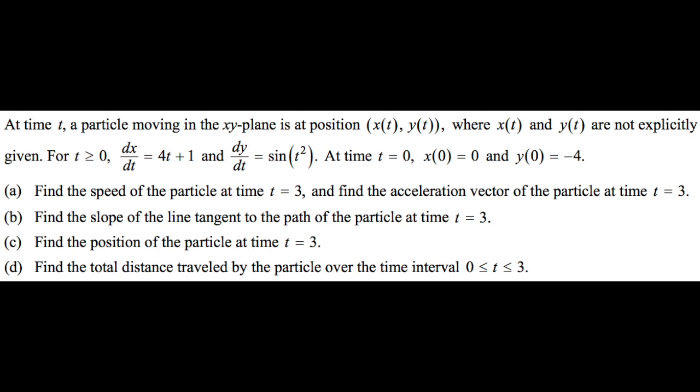Hello, my name is Thomas DM, and I'm going to be talking about the first problem on the Calculus BC FRQ from the 2011 AP test. Basically, what this problem does is it gives us the derivatives of a parametric equation, and it also gives us an initial condition of x of 0 equals 0 and y of 0 equals negative 4. And then it asks us to go through a series of calculations which include speed at a given time, acceleration vectors, slope, position using integrals, and total distance traveled.